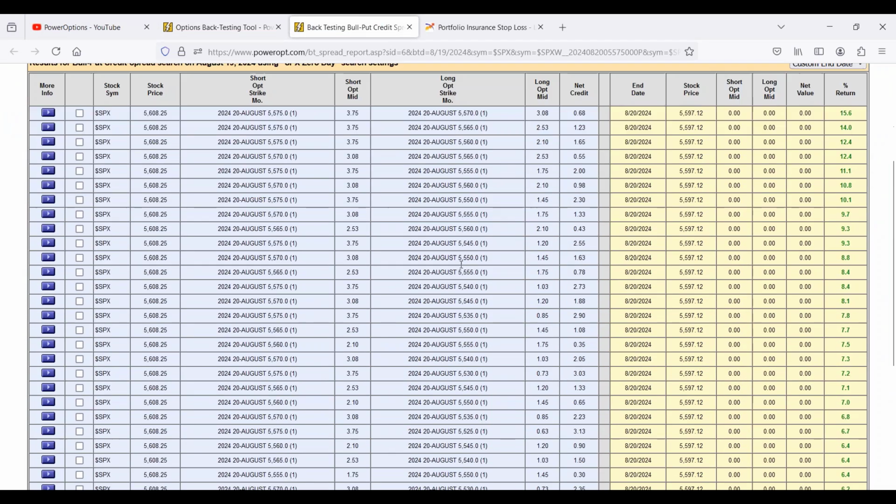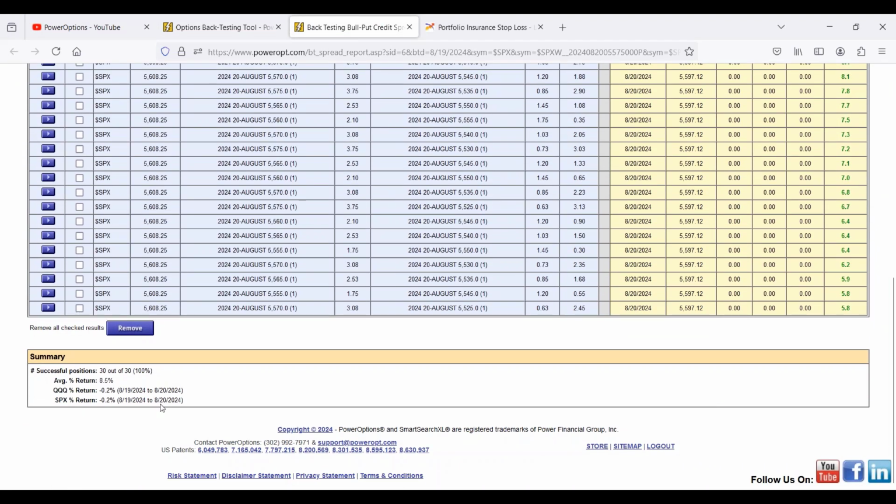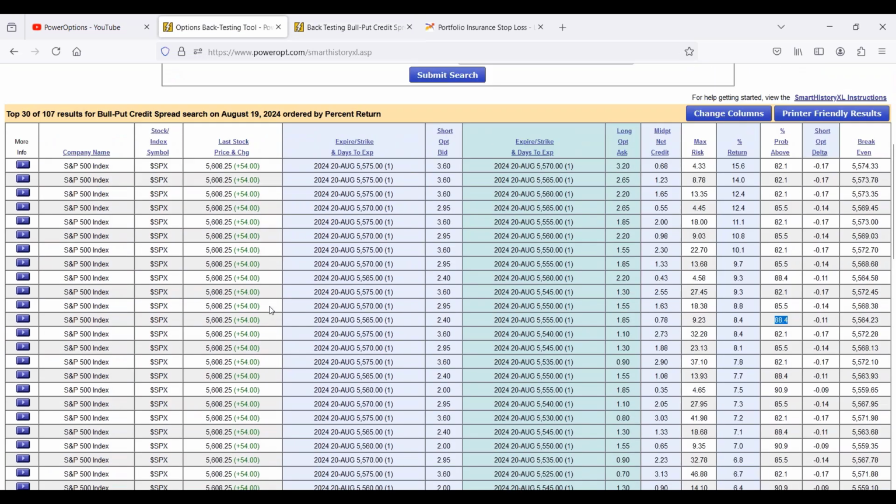There we go. And of course, in that scenario, we had 30 out of 30. We only would have taken one, naturally, Rick, maybe two. But averaged an 8.5% return, but SPX was down 0.2% that day. Okay, that's pretty good. Let's go to the 20th. Let's see what happens.